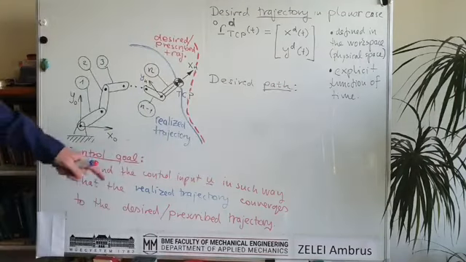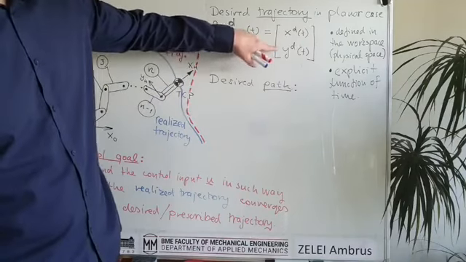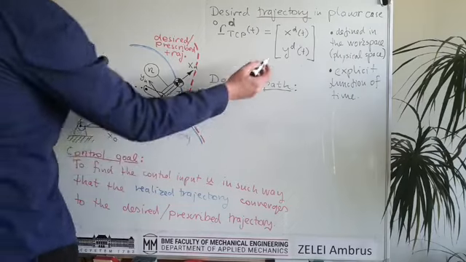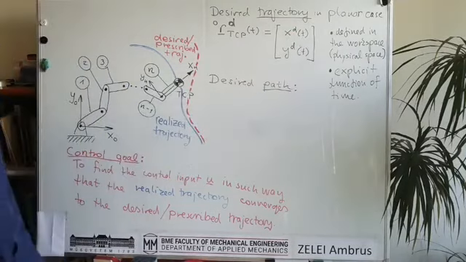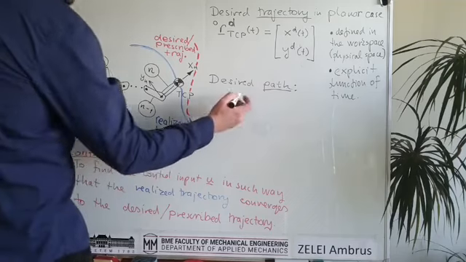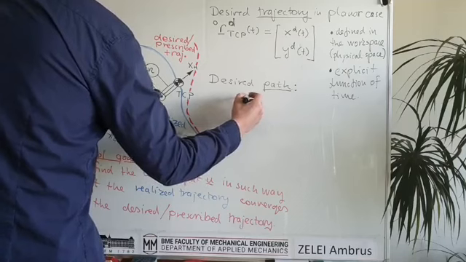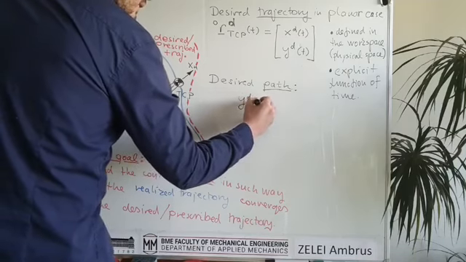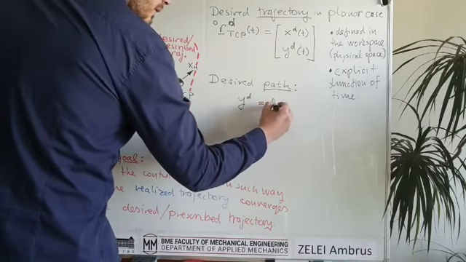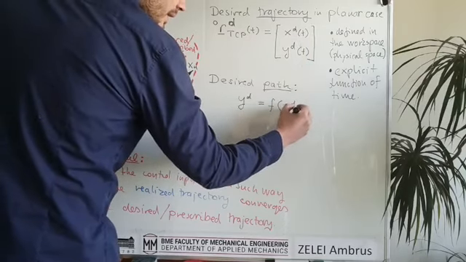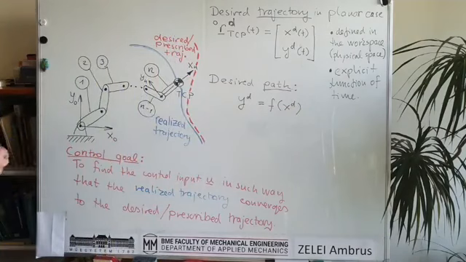And path means that the functions are not defined versus time, but time is eliminated. So in case of desired path, we only know how the coordinates depend on each other. So for example, y is some kind of function of x. Okay, so this is the desired path.